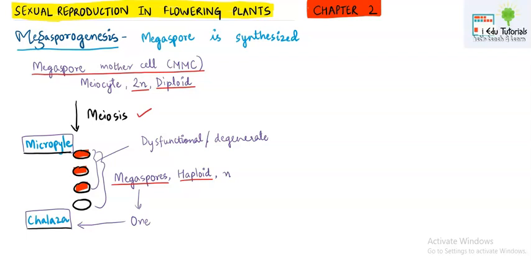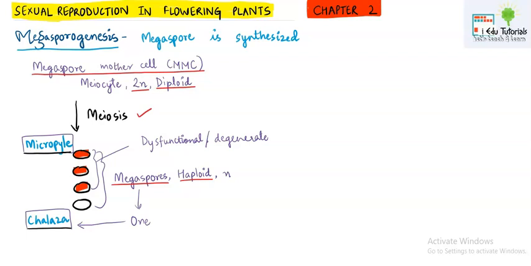So if one meiosis is happening in the megaspore mother cell, how many functional megaspores will be formed? 1. This is an important logic which will be used further in solving the numericals of this chapter, which I will be telling you at the end of this chapter.